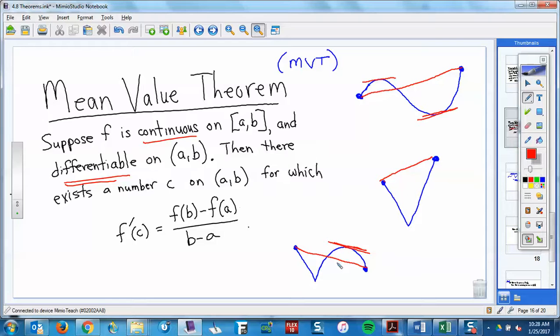But it wouldn't have to be. It's not promised to be. Okay, so if you have a nice, smooth, no sharp points curve, then this is going to hold. Okay, this is the conclusion to the mean value theorem.